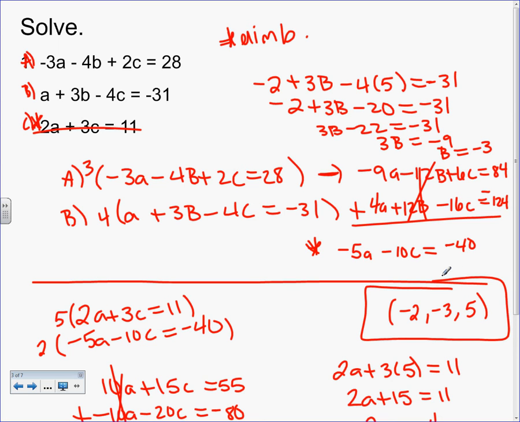So A, comma B, comma C. Final answer, ordered triple in parentheses right here. We could check it. I'm not going to, though. Ask me a question. Those of you that did substitution, are you okay? Okay. Sure.